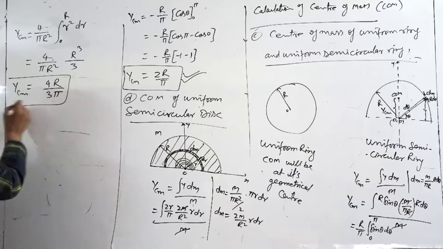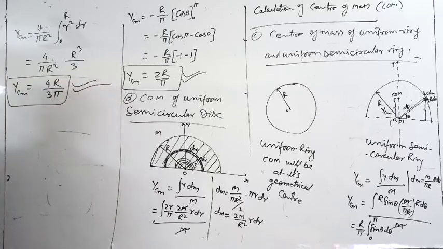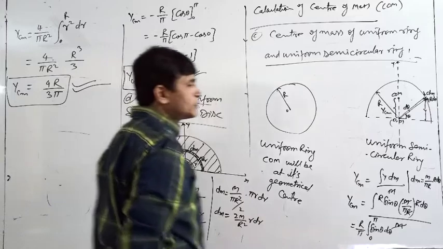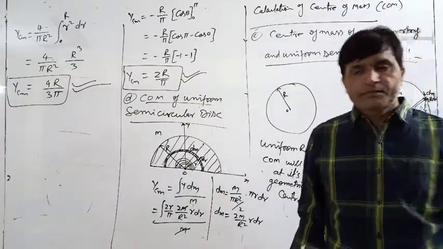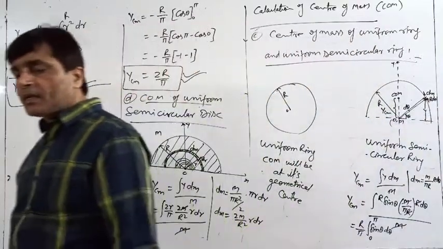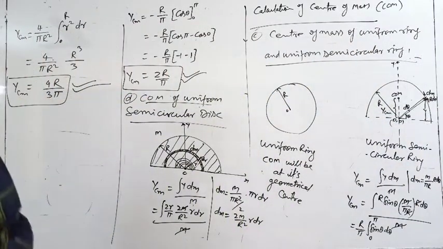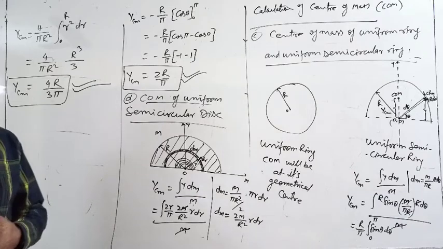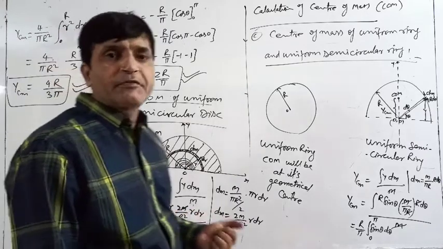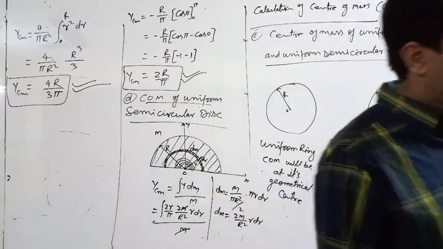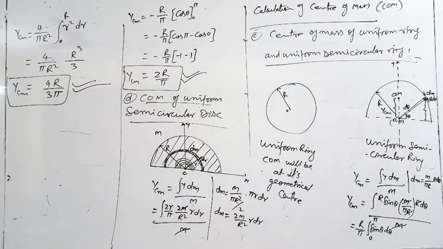This result you have to remember. This is for center of mass of uniform semicircular disc. Understood? So note down this, and tomorrow I will discuss some more such type of bodies, very commonly used bodies. These all results you have to remember. So please note down, and tomorrow I will continue from here onwards. Thank you. Thanks a lot.